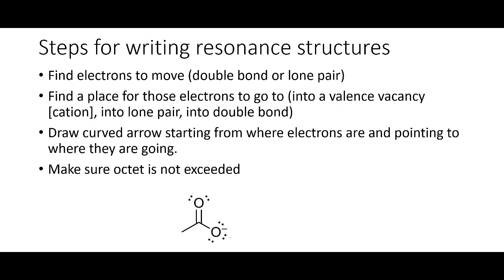In this example of the acetate ion, we can move one of the lone pairs on this oxygen and make it into a double bond. But when we do that, notice that the octet on the central carbon would be exceeded. So then we have to move the double bond to become a lone pair to ensure that the octet is not exceeded on any atom.